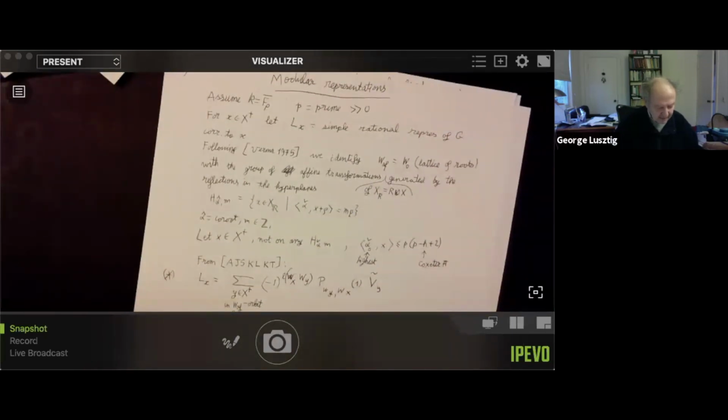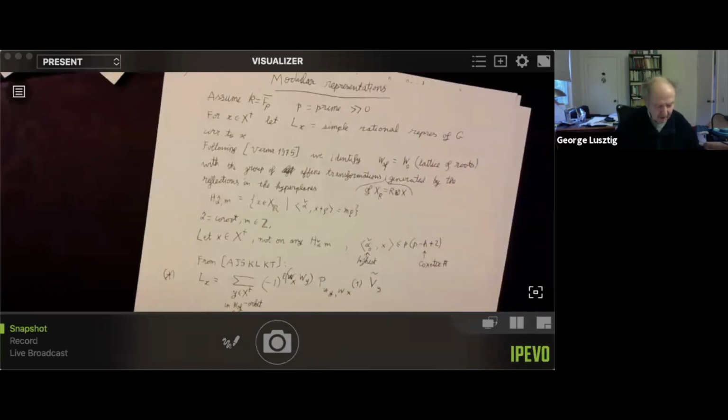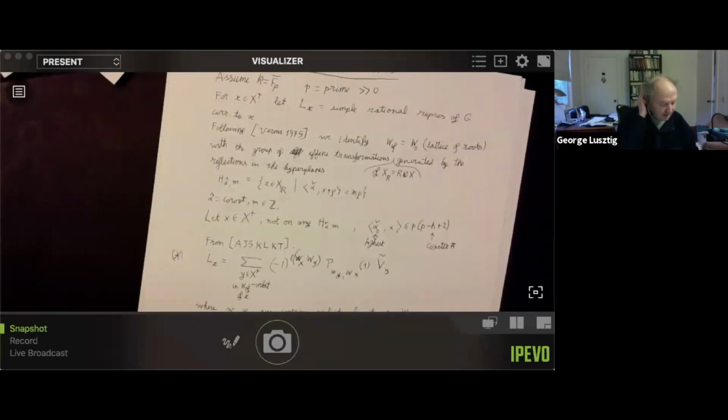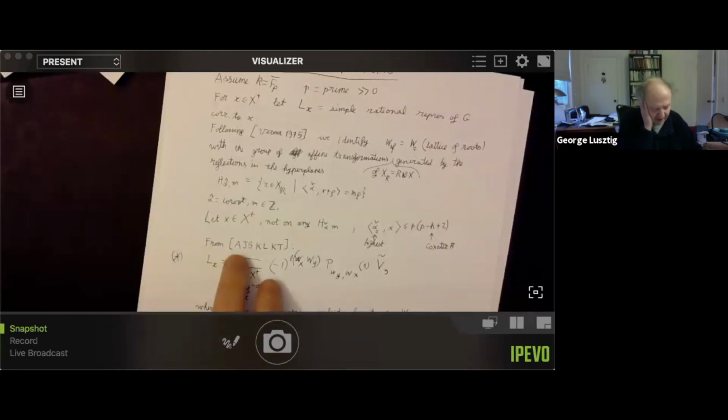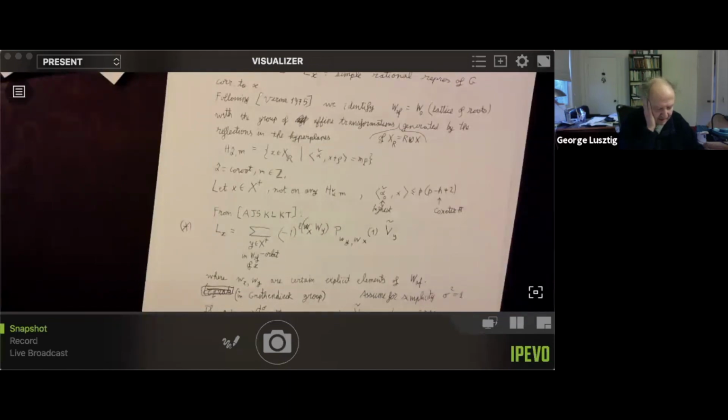and then you can identify the affine Weyl group, which now only involves roots, not weights, with the group generated by reflections in these hyperplanes. And then you take some dominant weight which is not on any of these hyperplanes, and inner product with alpha_0, the highest coroot, is less than something over p squared. And then there's a theorem which many people contributed to: Andersen, Jantzen, Kazhdan-Lusztig, etc.